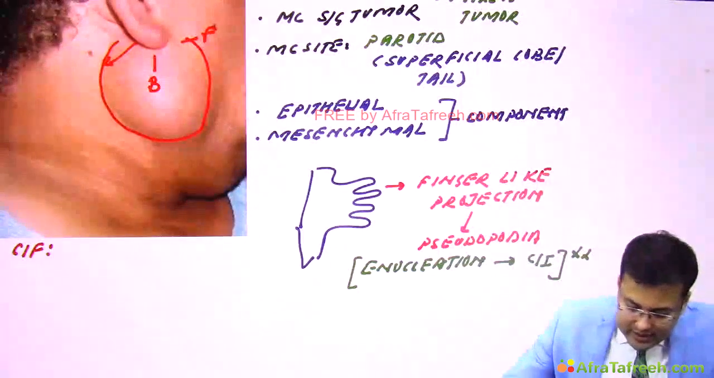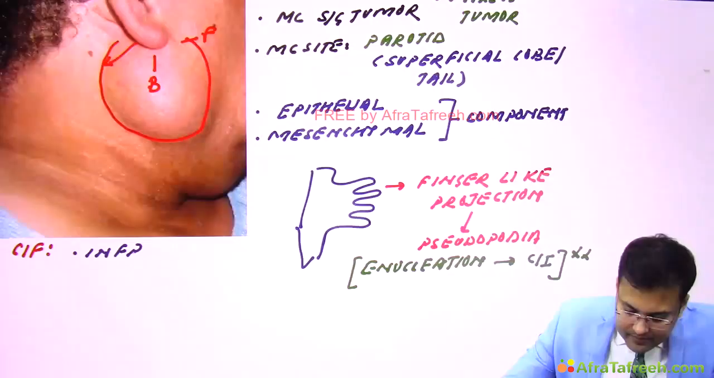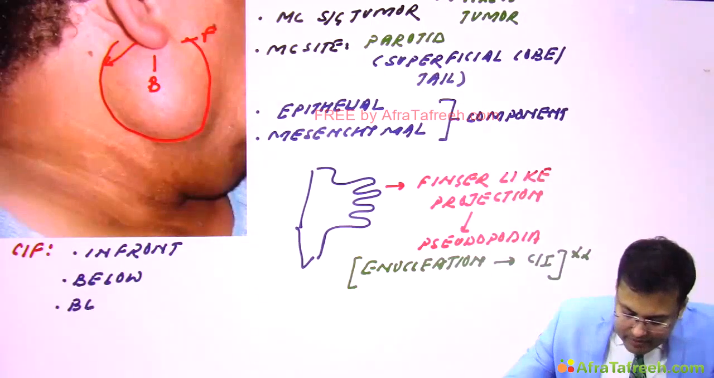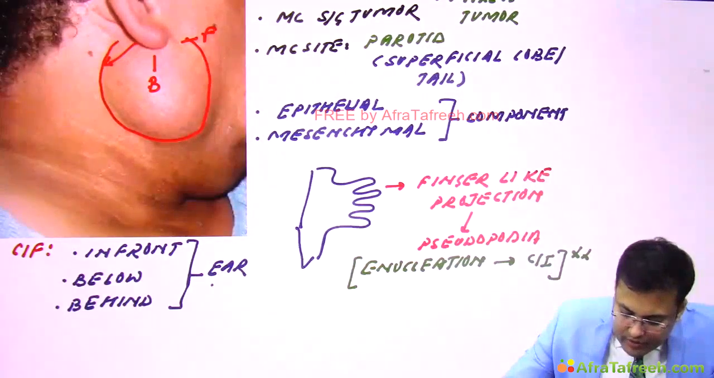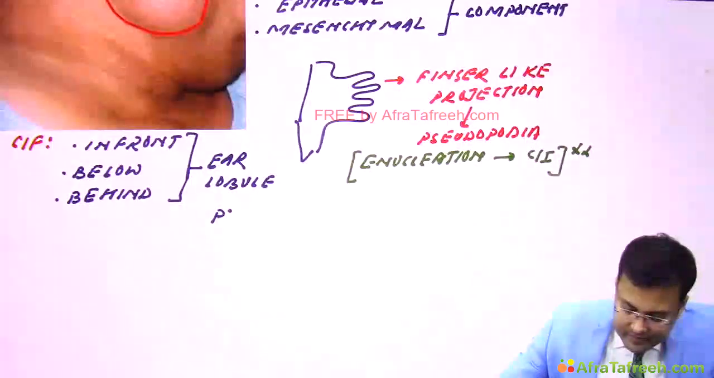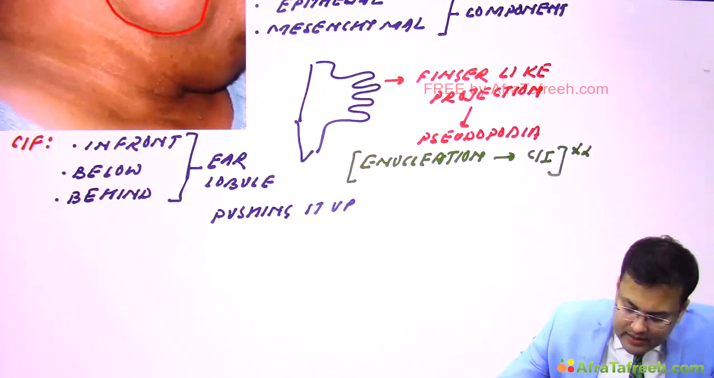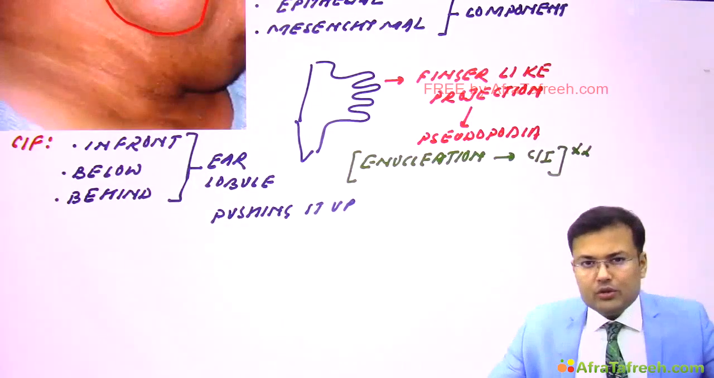So the tumor is located in front, below and behind the ear lobule, pushing it up. Okay, pushing it up. Clear? It's a benign tumor. It's having slow growth.